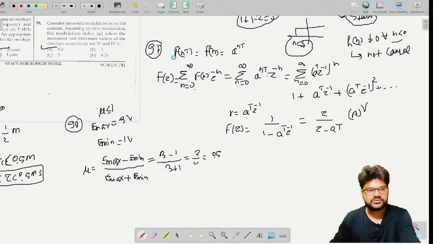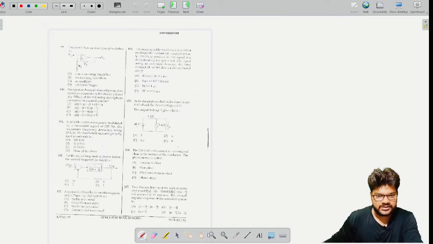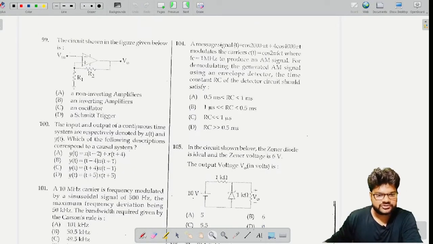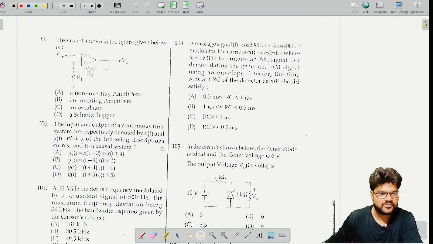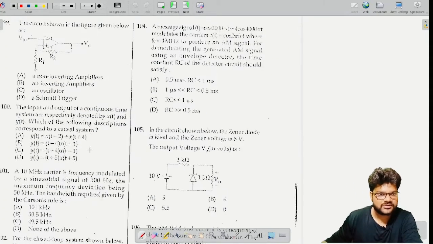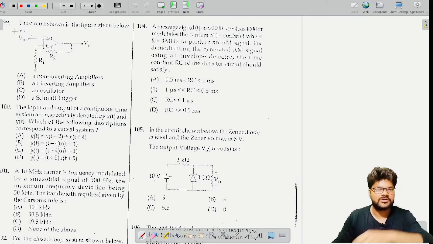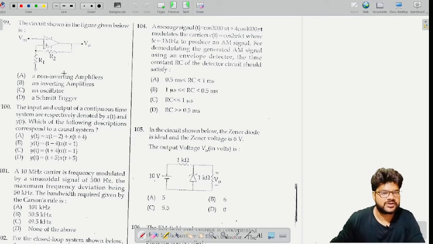So let's go to the next question, number 99. It's again from analog circuits, and the question is: the circuit shown in the figure given below is... So we have to find this out about this circuit. There is a positive feedback and an input is given, so non-inverting amplifier no, inverting amplifier no, oscillator no. If it was an oscillator then there should not be any input, so it's a Schmitt trigger. Yes, this is an inverting Schmitt trigger because we are giving input at the inverting terminal. So the correct option is D. Next question, question number 100.